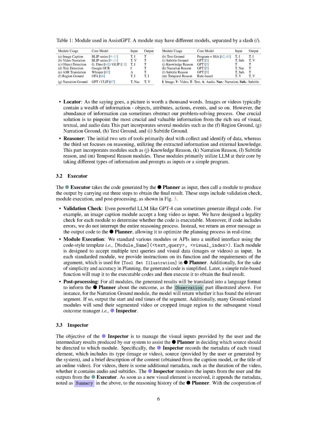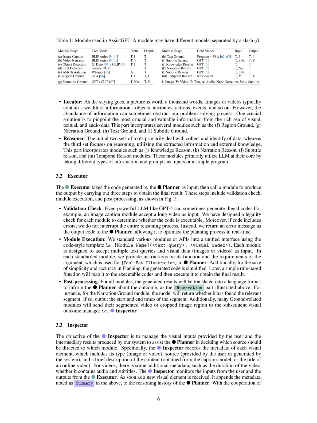Section 3.3 Inspector. Our Inspector feature aims to manage the visual inputs offered by the user, as well as the intermediary results our system produces. This assists our planner in making decisions about which source should be directed to which module. Specifically, the inspector keeps track of the metadata of each visual element. This metadata includes the type of the visual element, whether it's an image or video, its source, i.e., whether it was supplied by the user or generated by our system, and a concise description of its content. This description can be acquired from the caption model or, in the case of online videos, the video's title. For videos, the inspector collects additional metadata like the duration of the video and whether it has audio and subtitles.